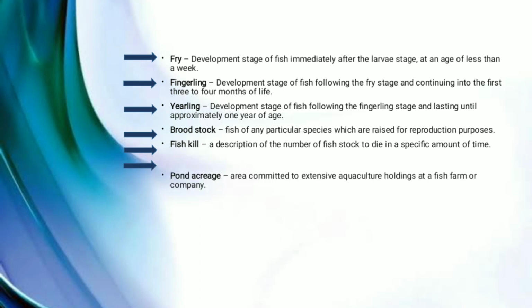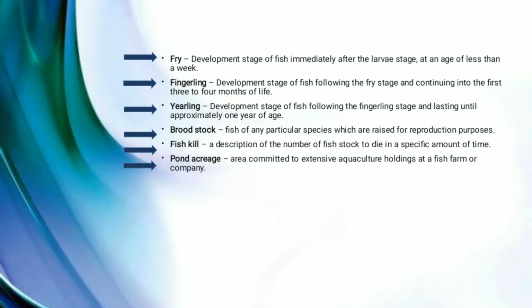And next is pond acreage. That means the area committed to extensive aquaculture. Holdings at a fish farm or company are called pond acreage.